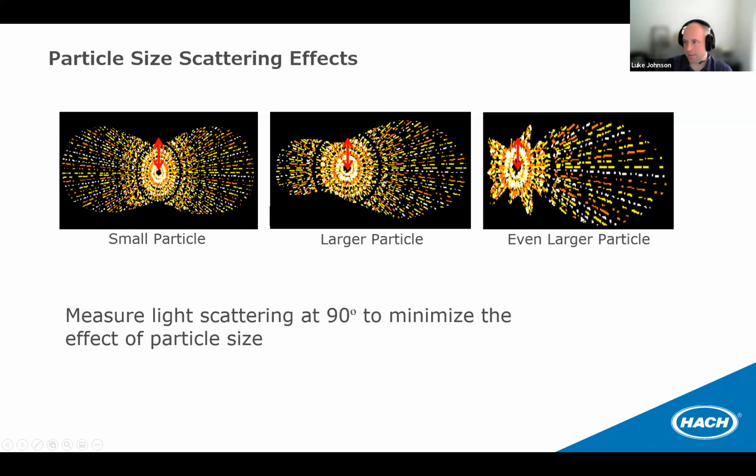One thing I wanted to call your attention to is these little red arrows that we have in each of these. The amount of light scattered at 90 degrees to the incident beam is approximately the same for every size of particle. And that's one of the reasons why we want to measure at 90 degrees, is that we get a much more consistent scattering of light at 90 degrees of the incident beam. So this gives us a better response in the modern nephelometer relative to the photometer.